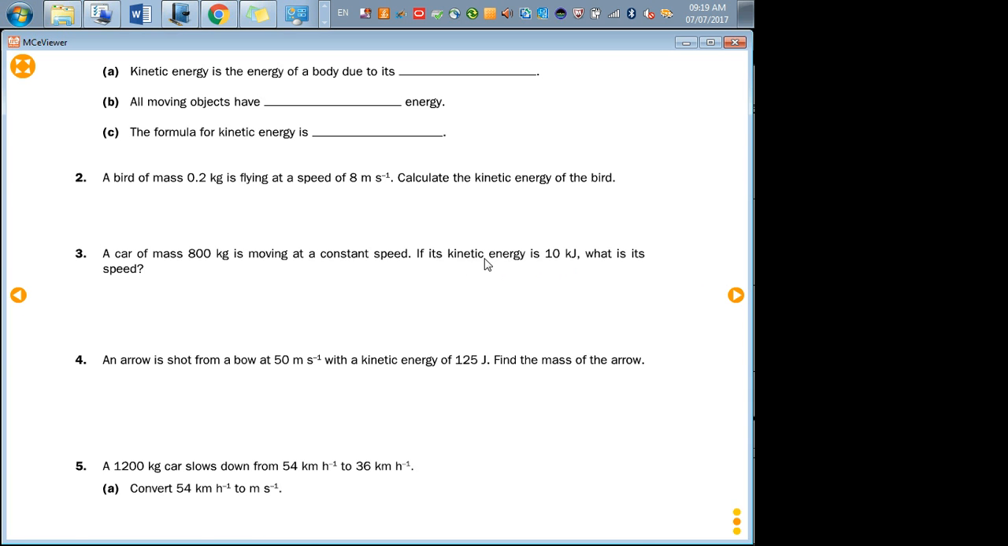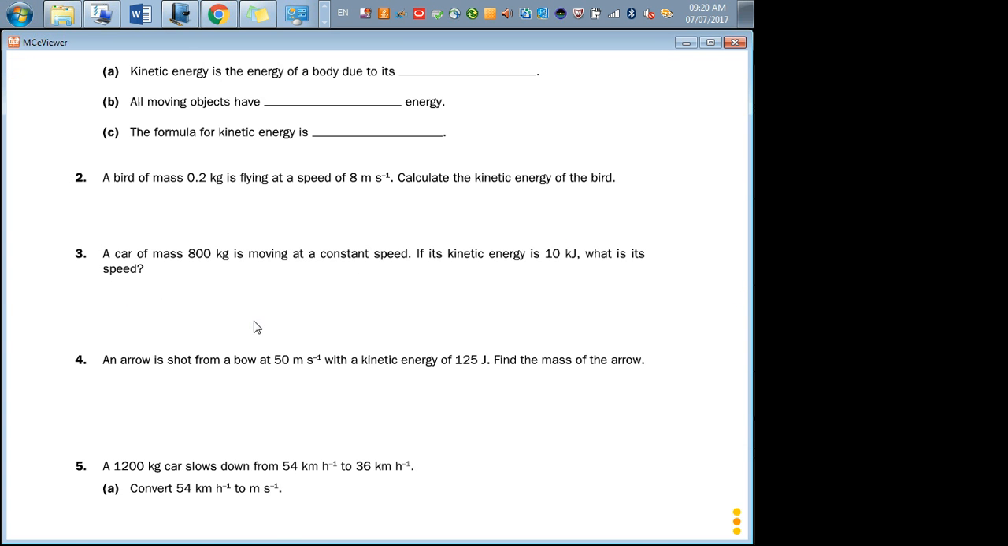So, if it is kinetic energy, what is the first thing you should write? Okay, kinetic energy equals half mv squared. And kinetic energy, we know it already. It is 10,000 joules because we want to convert it to SI units. Equals half times mass, right? You say mass. How much is the mass? 800 kilograms times v squared. What is v? What does it stand for? Speed. So you have one equation with only one unknown. You can solve for speed.